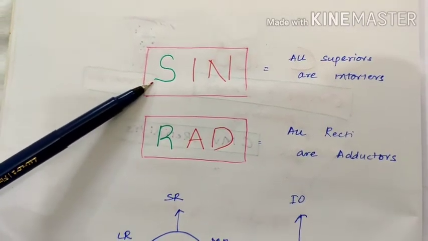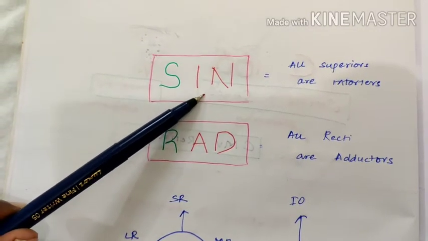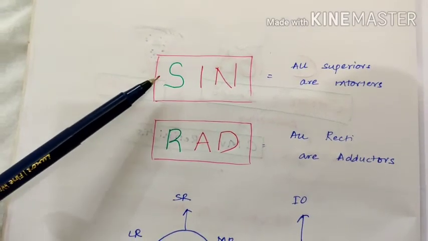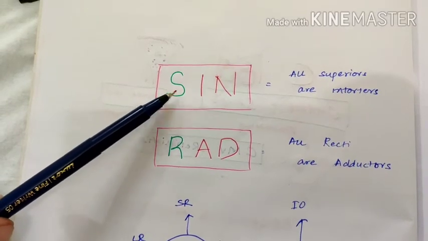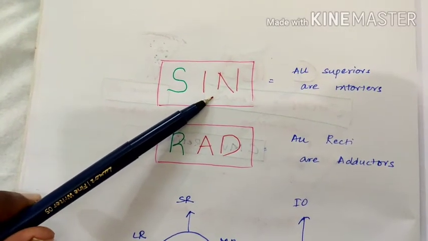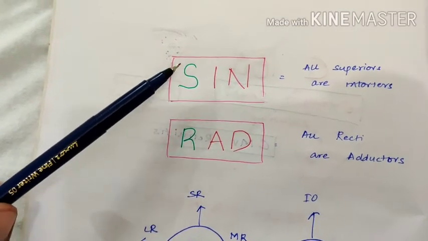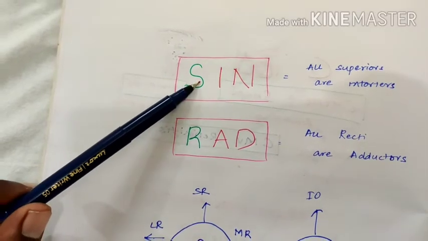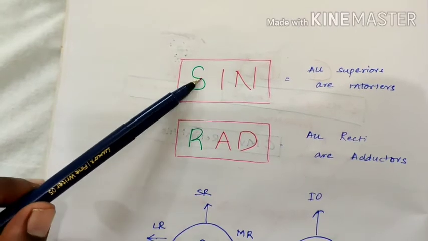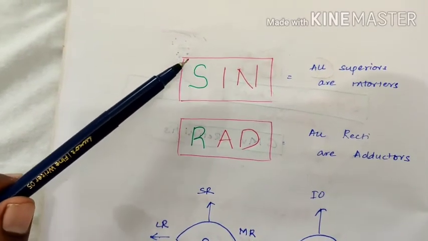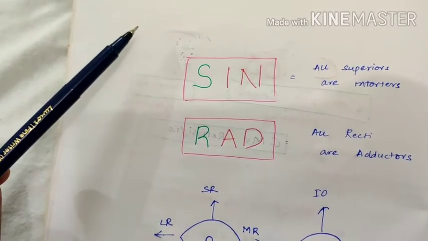SIN means S: all superiors are intorters. That means superior rectus and superior oblique are intorters. The converse statement is also correct: all inferiors are extorters. That means inferior oblique and inferior rectus are extorters. You remember this SIN, then vice versa is correct.